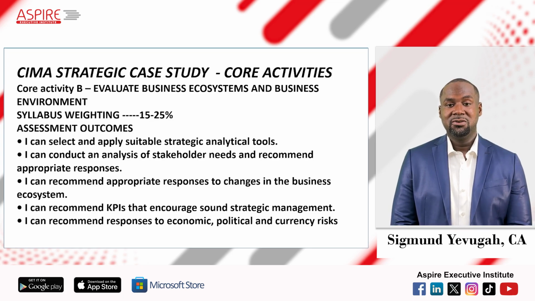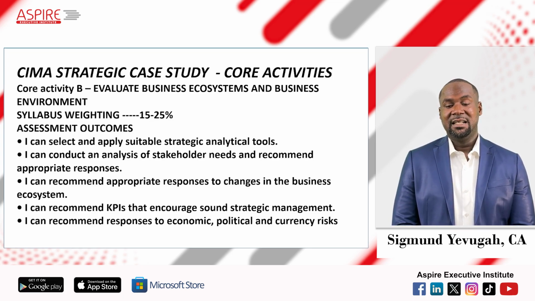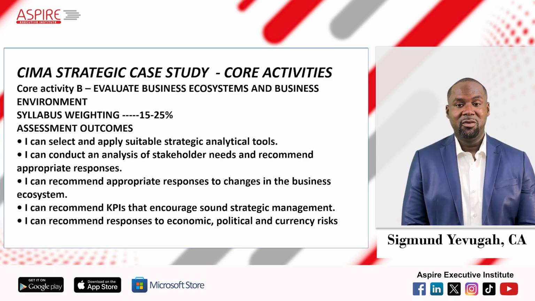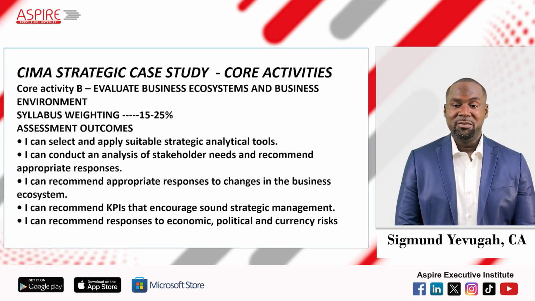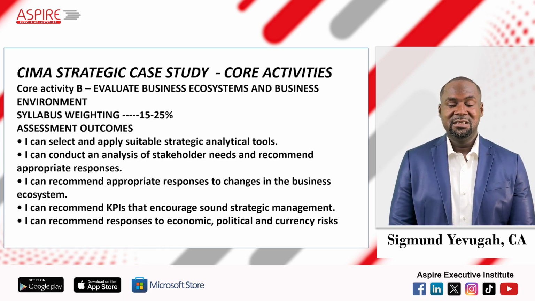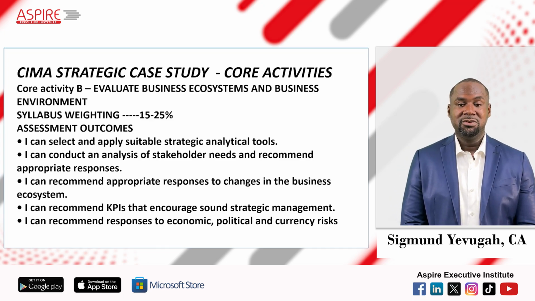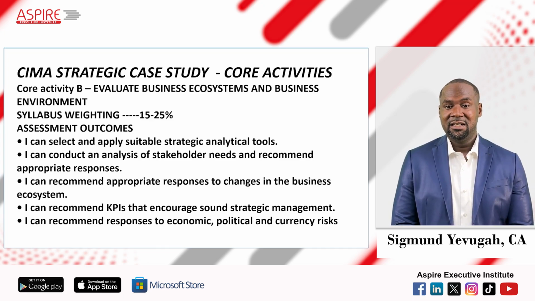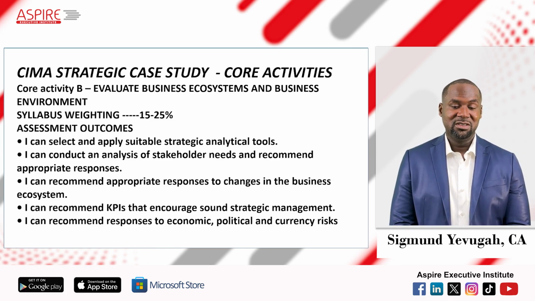You should also be able to recommend KPIs that can encourage sound strategic management. And you should be able to recommend responses to the economic, political, and currency risk. So these are the outcomes expected of any student who is attempting activity B. You should be able to apply suitable strategic analytical tools, conduct analysis of stakeholder needs, and recommend responses needed.